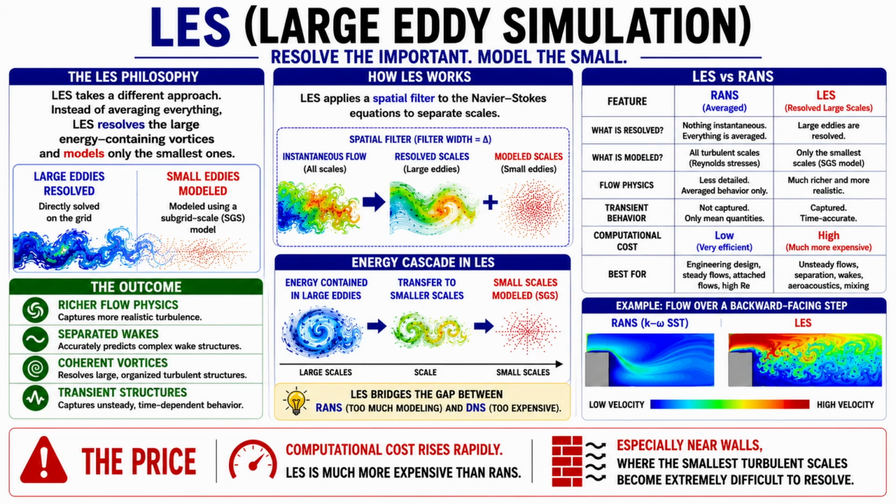Large eddy simulation takes a different approach. Instead of averaging everything, LES directly resolves the large energy-containing vortices. Only the smallest turbulent motions are modeled. This produces dramatically richer flow physics: separated wakes, coherent vortices, transient structures. But there is a price. Computational cost rises rapidly, especially near walls where the smallest turbulent scales become extremely difficult to resolve.